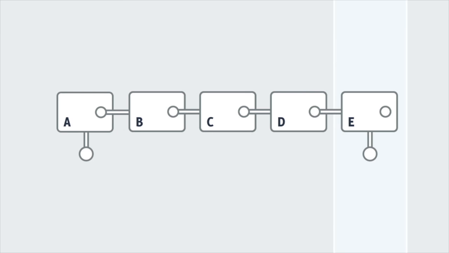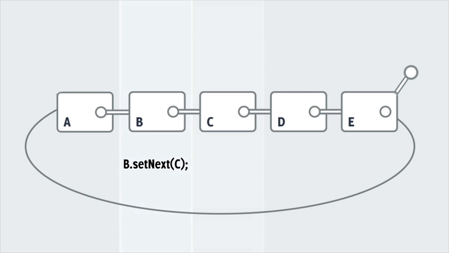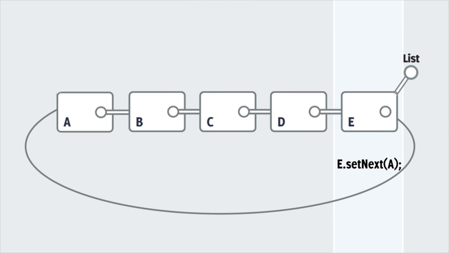In the standard approach, the final element in the list references null. A circular linked list is set up such that the final element in that list should reference the first element in the list. As the list is now circular, both the head and the tail references can be replaced by one single reference called list.